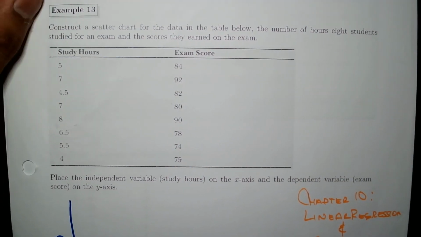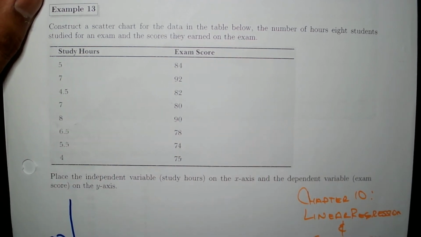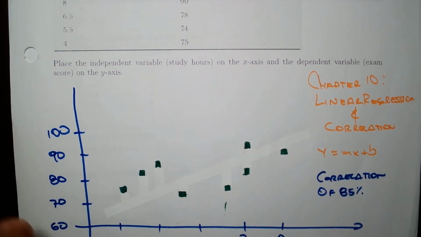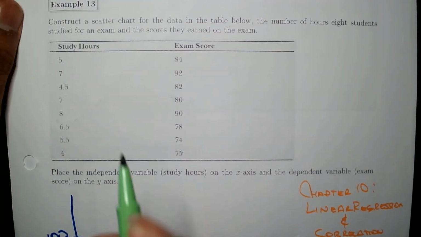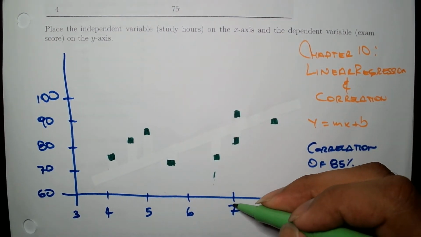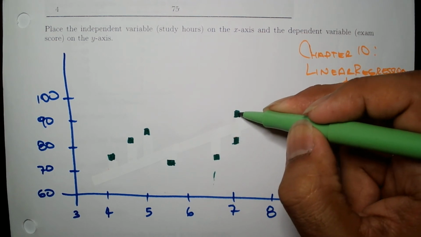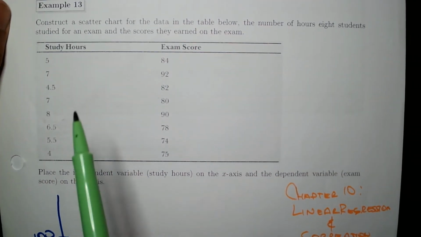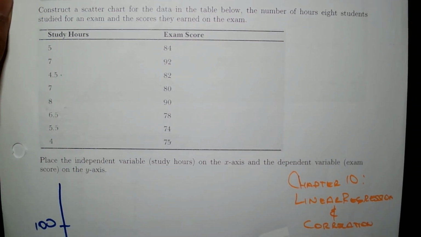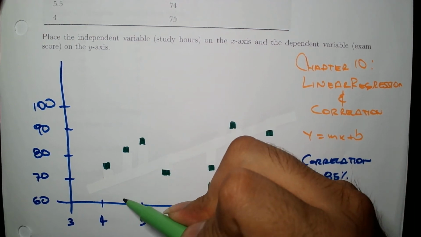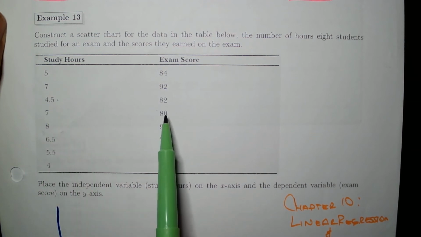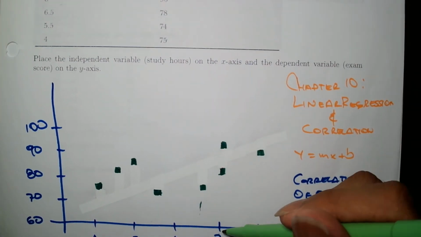Okay, so basically what we're doing is plotting points like in basic algebra. X equals 5, y equals 84. And then x equals 7, y equals 92, right here. And then x equals 4.5, y equals 82. And x equals 7, y equals 80.